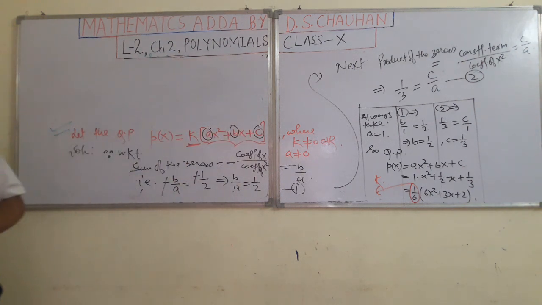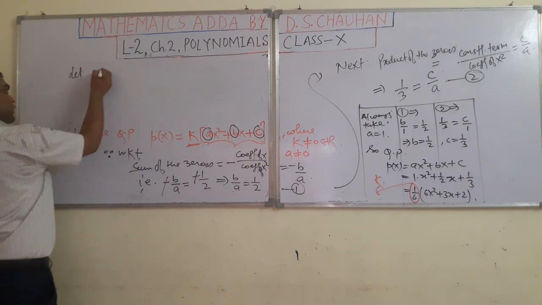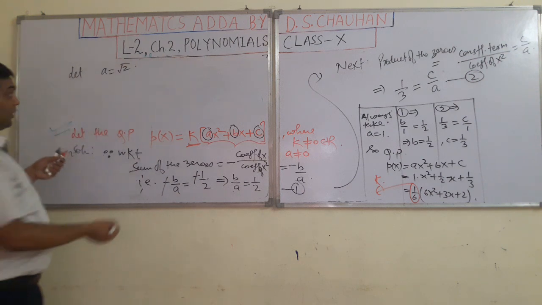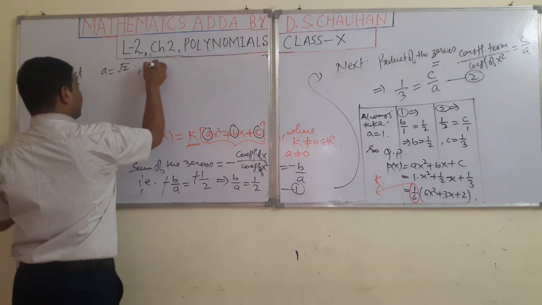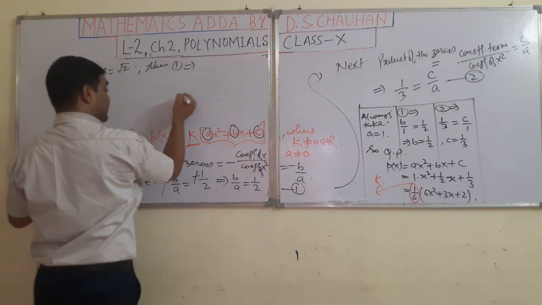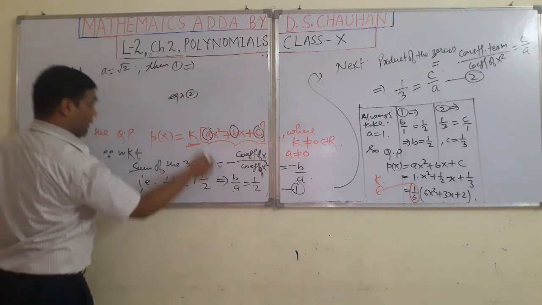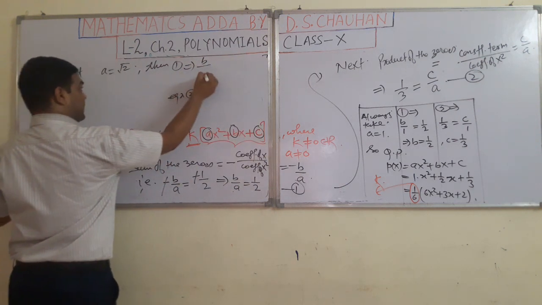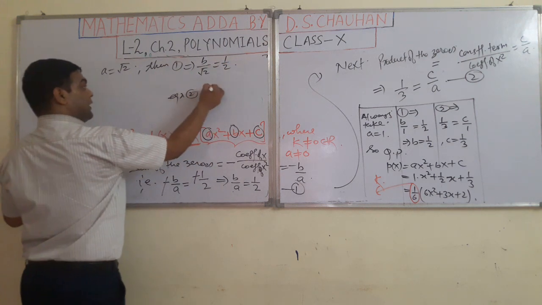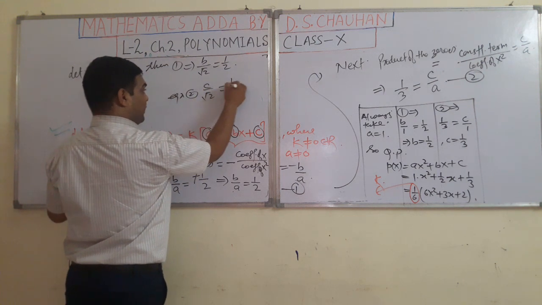See students, here suppose another student is taking A equal to under root 2. Now equation 2 becomes: from equation 1, B upon A is under root 2, which is equal to 1 upon 2, and C upon A, this is under root 2, it is 1 by 3.